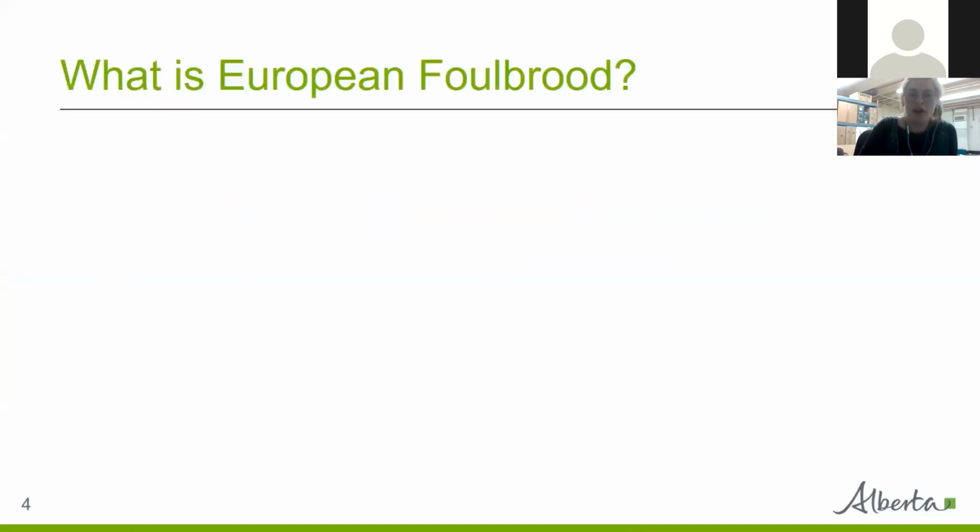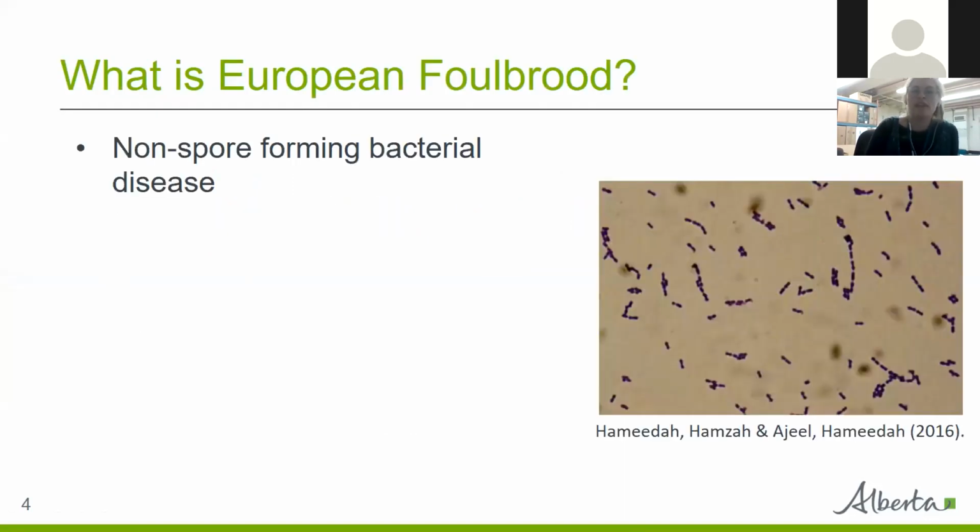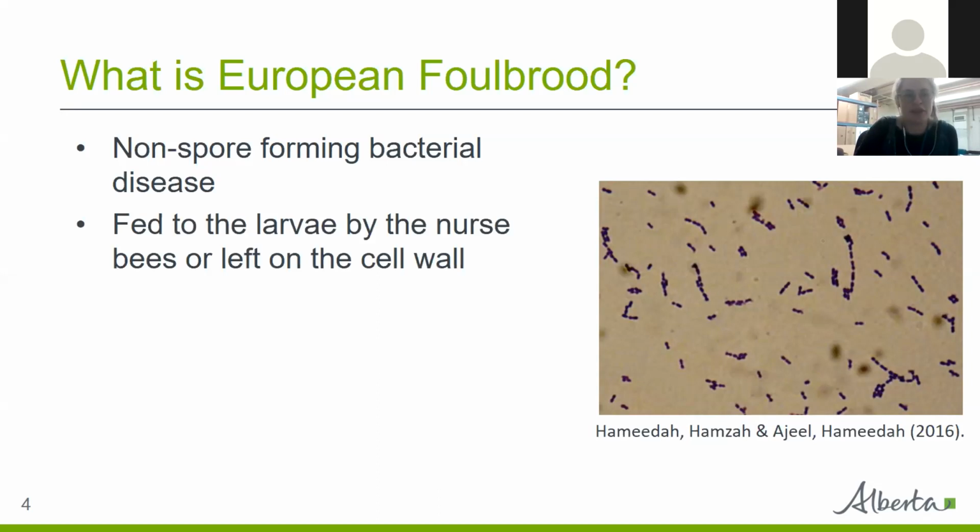So what is European foul brood? It is a non-spore-forming bacterial disease. We usually compare EFB, European foul brood, to AFB, which is American foul brood. American foul brood is a spore-forming bacteria, and AFB is essentially indestructible in a lot of ways, but EFB is not. It's still very contagious, but it's not indestructible, if that makes sense.